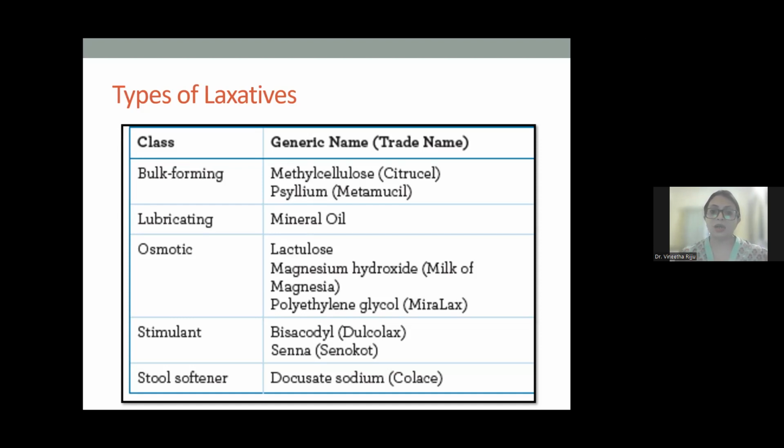Polyethylene glycol and lactulose are also very commonly used osmotic laxatives. And sometimes lactulose is not so preferred by many of our patients for its sweet taste. I try to put patients on lactulose if they also have liver impairment.